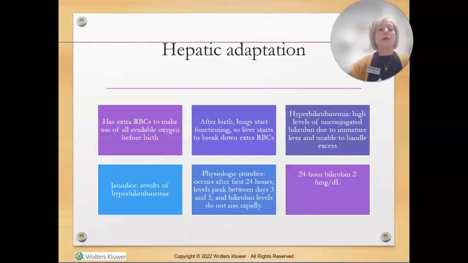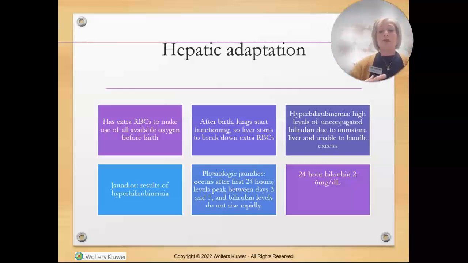All right, so liver adaptation. So you think, okay, well, the liver's got to do something too. During fetal development, the babies are going to have a lot more red blood cells circulating around because they want to make use of all that available oxygen before birth. Before birth, they're not breathing in oxygen. So what oxygen they're getting is coming from mom. So a lot of times we have a really high hematocrit in a baby because they need to have extra red blood cells to get to all of the tissues because they don't have the respiratory system yet.